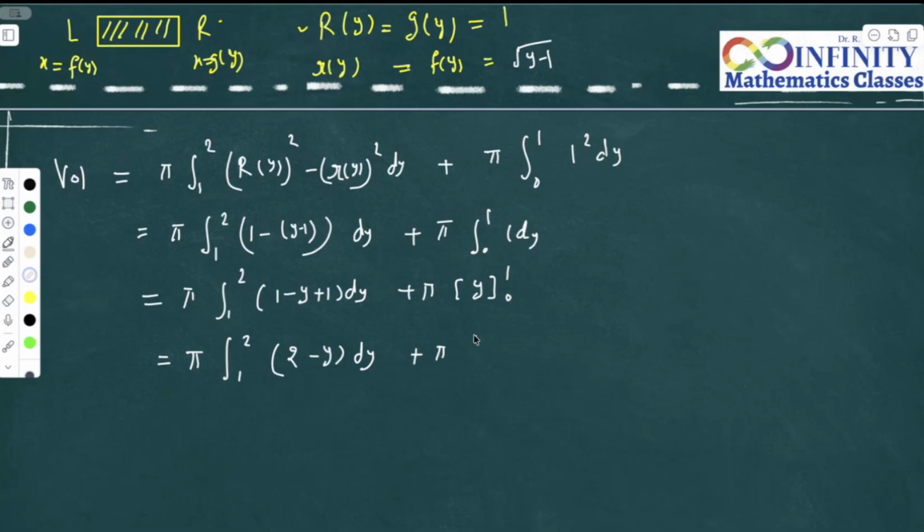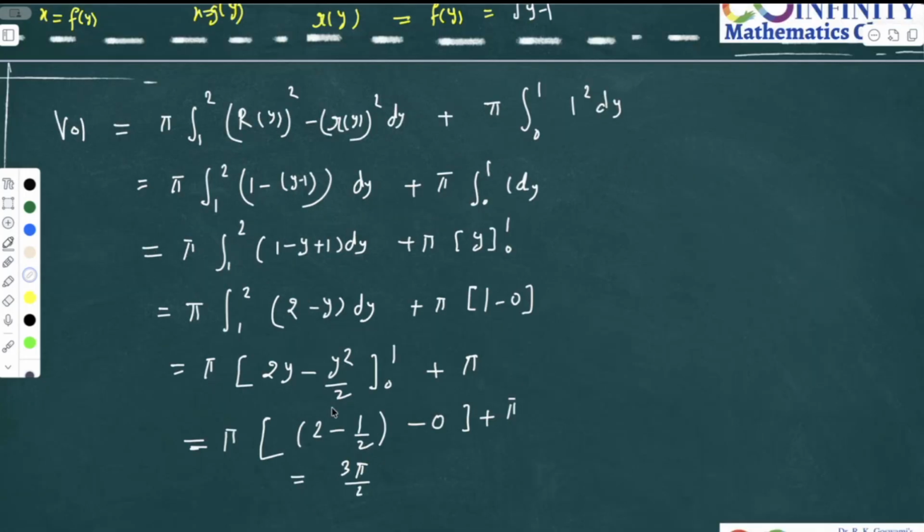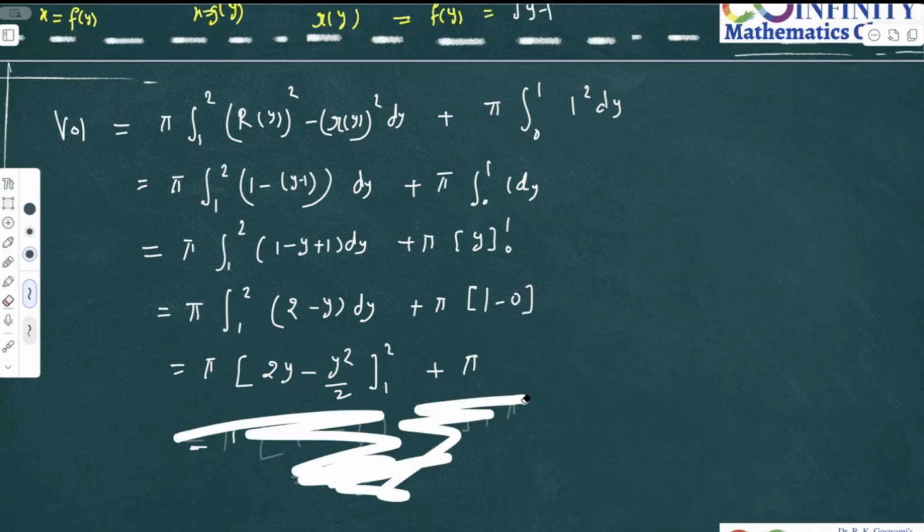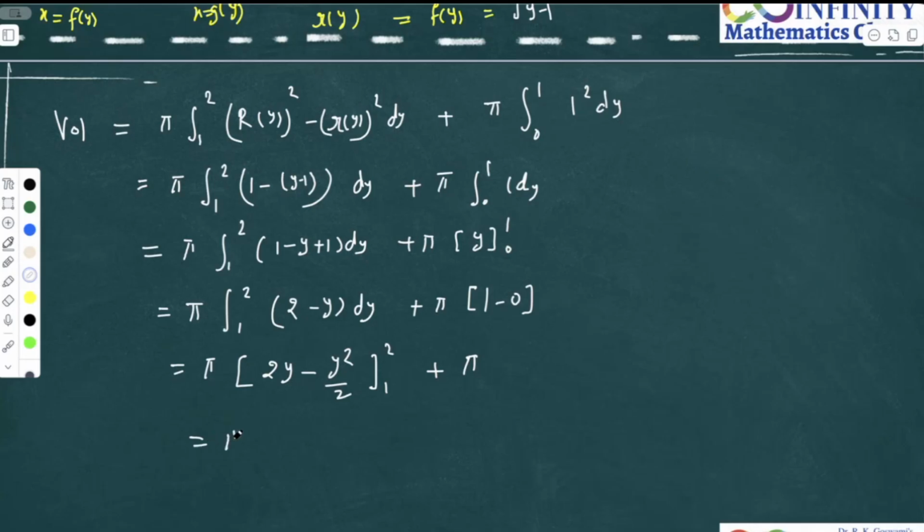Plus pi. Just substitute the values. Can you please help me in integration? The integration of 2 is going to be 2y. Integration of y is going to be y squared over 2. Oh, no. There is a mistake from my side. Our range was from 1 to 2. That was the mistake. Let me just write it down. When you plug 2 there, it is going to be 4 minus 4 by 2, that is 2. When you plug 1 there, how much would you get? It is 2 minus 1 by 2.